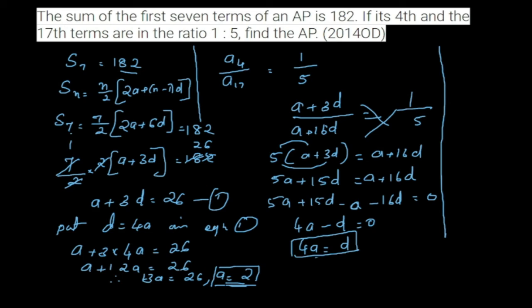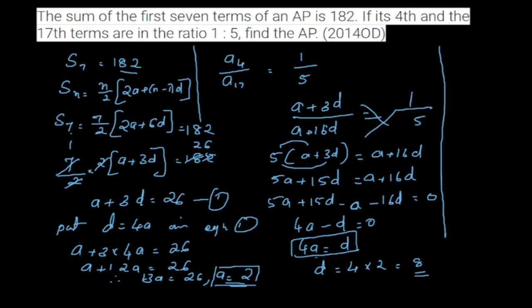After getting a, substitute this a in the equation d is equal to 4a, then you will get the value of d. What is d? d is equal to 4a, so d is equal to 4 into 2. That is d is equal to 8. So the value of a is 2 and the value of d is 8. Now we can frame the AP.